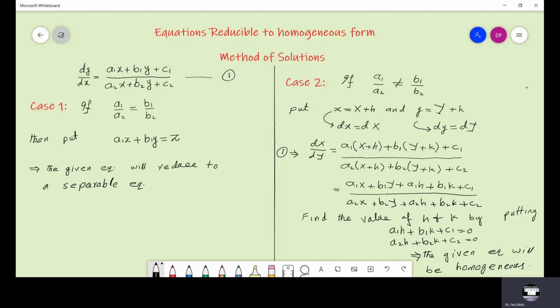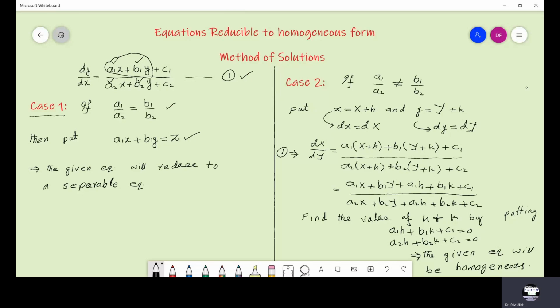Method of solutions. To solve such type of equations, we have two cases. Case number 1, if a1 divided by a2 is equal to b1 divided by b2, then we have to put a1x plus b1y is equal to z. And as a result, we shall get a separable equation.